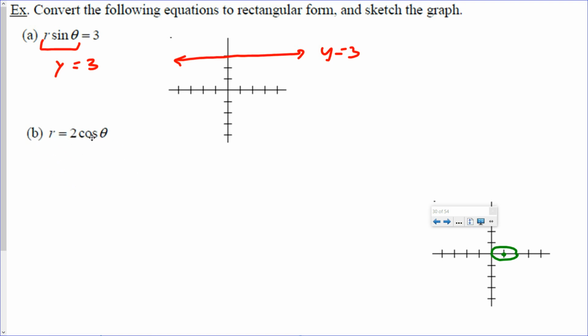So our goal, remember, is get rid of all the r thetas. We want only rectangular form. We only want x's and y's. So what can I replace the r with? Okay, square root of what? X squared plus y squared times 2. What can I replace the cosine theta with?